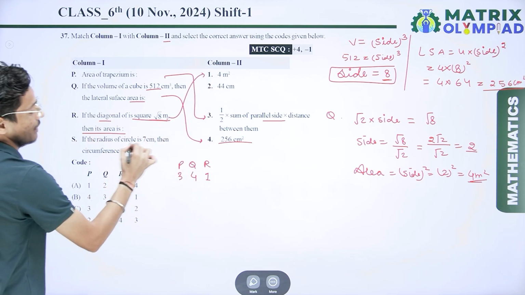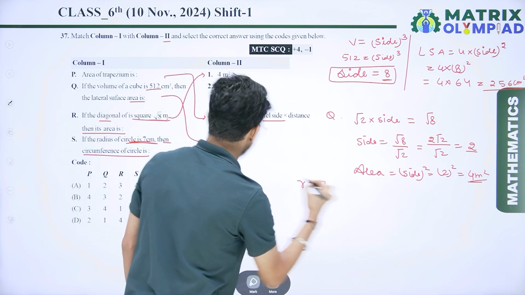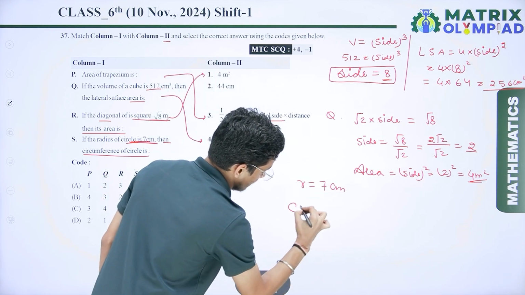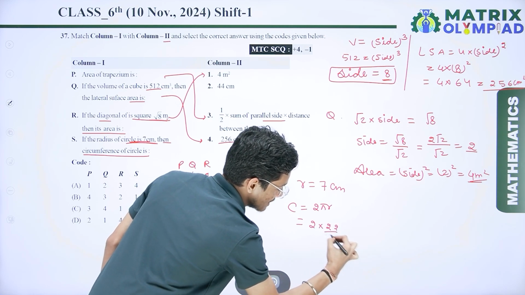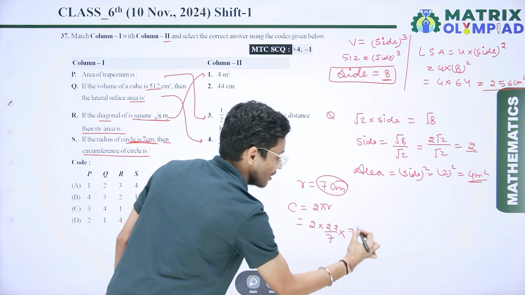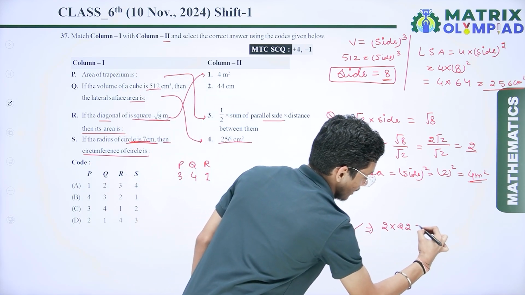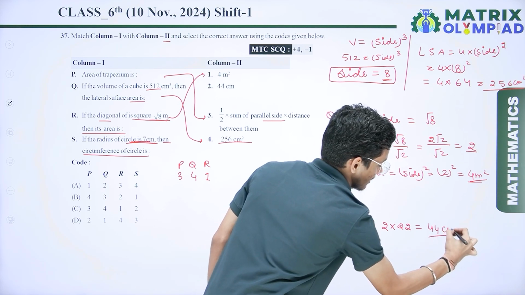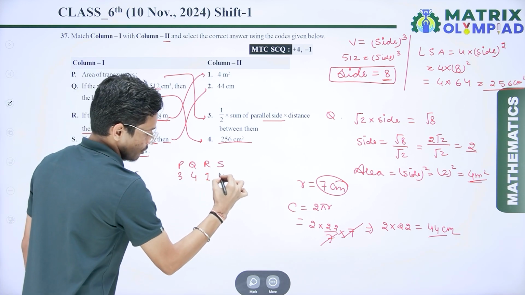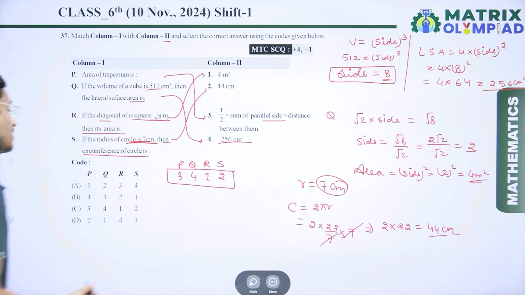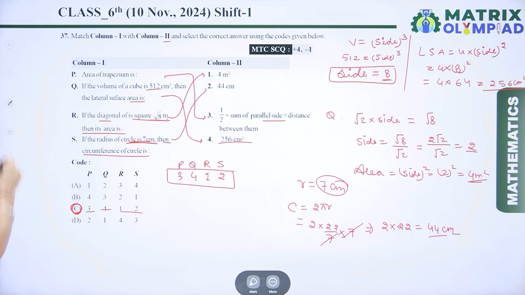So now if the radius of circle is given as 7 centimeter, then the circumference of circle. So we know radius R is equal to 7 centimeter. We know the circumference of circle is 2 pi R. So 2 multiply the value of pi, which is 22 by 7, multiply the radius we have given, that is 7. So if I cut 7 with 7, I can write here 2 multiply by 22, that is 44 centimeter. So 44 centimeter, it means S is connected to 2. So here 3, 4, 1, 2. So check which option is correct. 3, 4, 1, 2. So here option number C is the correct answer.